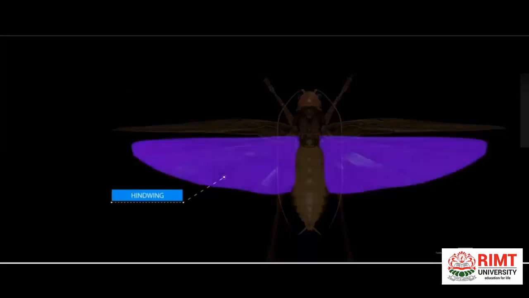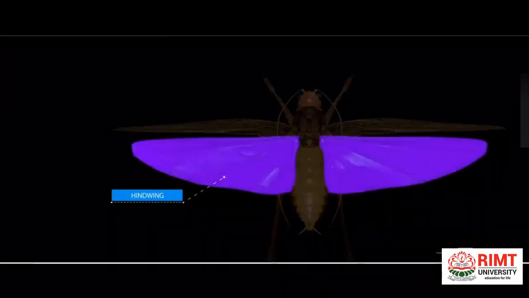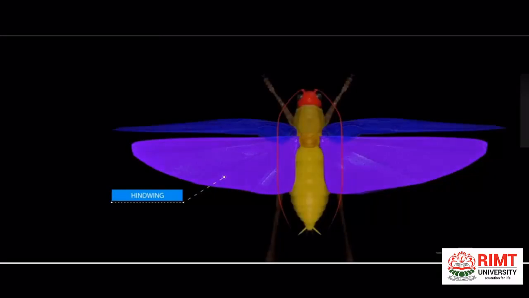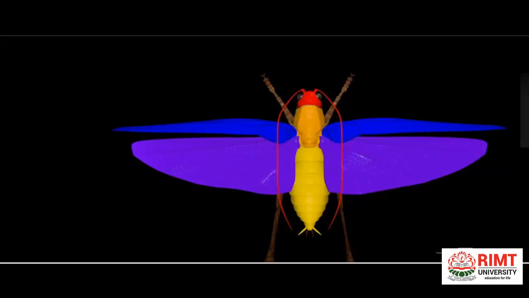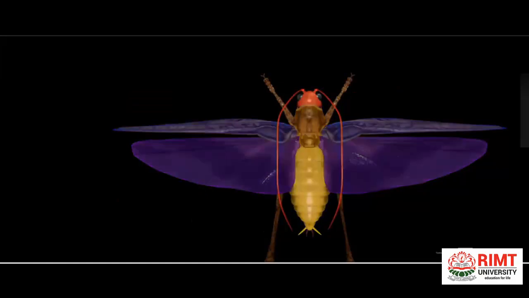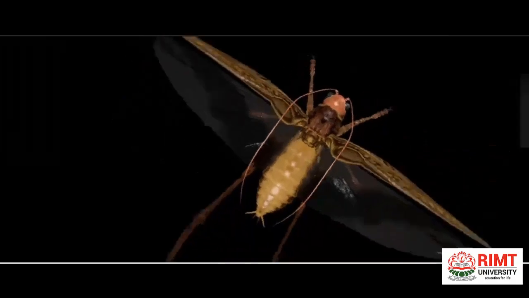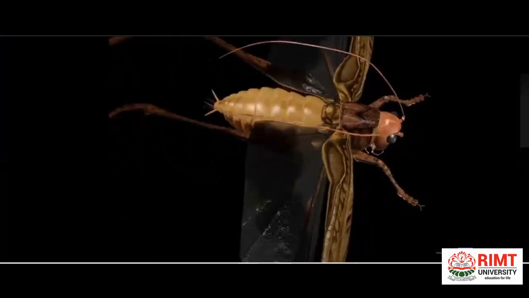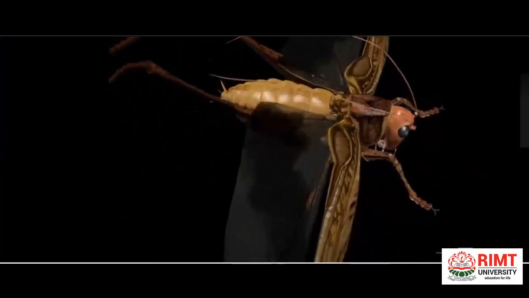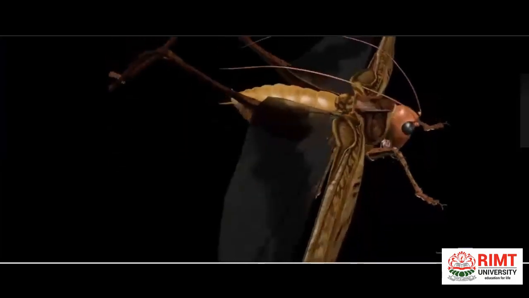Forewing, we also call it elytron many times, because in the grasshopper this is chitinous in nature. This is the hind wing and this is soft. Forewing is chitinous in nature while hind wing is soft. So that's why we can also call the forewing elytron. You may clearly see the difference between the forewing and the hind wing.